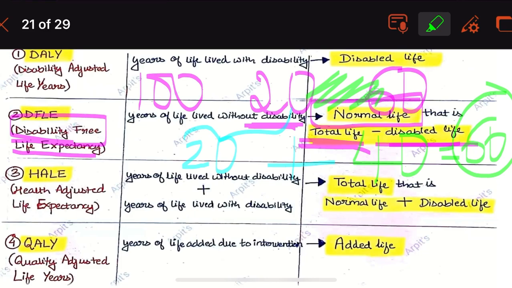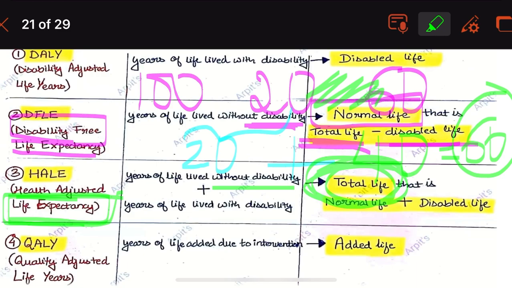HALE, health adjusted life expectancy. It means the total life that is led by the patient, the normal life plus his disabled life, which is nothing but the total life of the patient. Health adjusted life expectancy. What do you mean by life expectancy? That is the total life the person had. The years of the life without disability.